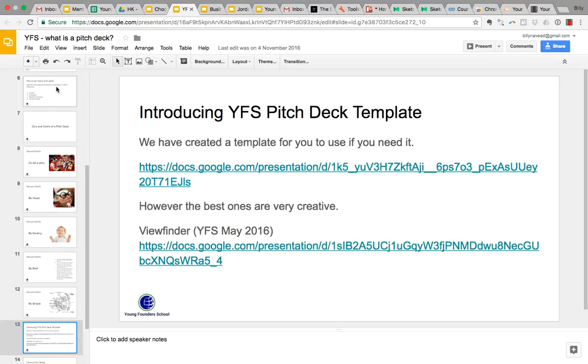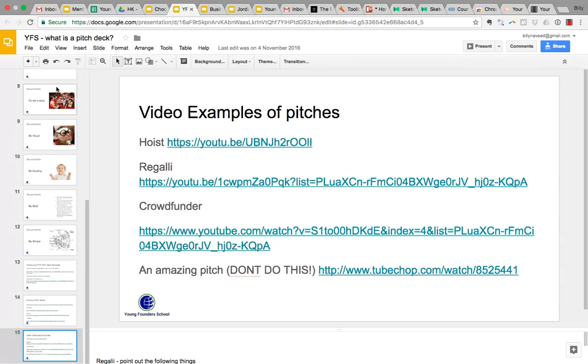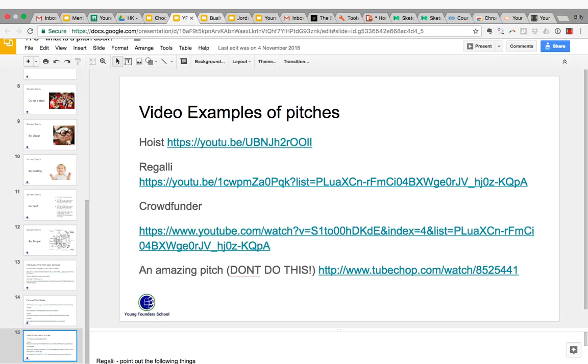And then we have the YFS pitch deck template. We also have examples of other startups that went through the YFS program and their pitch decks, which are very good. And then we'll go through some very famous pitch decks, explain why they're good or bad. Again, you have these links in your inbox, along with some videos of some really good pitches and some bad pitches.